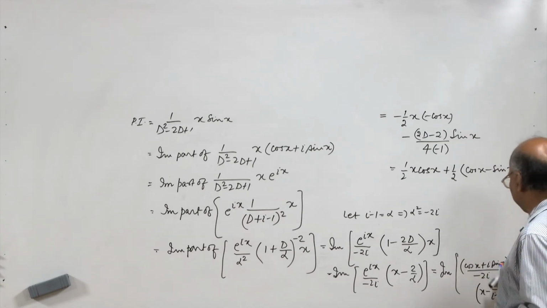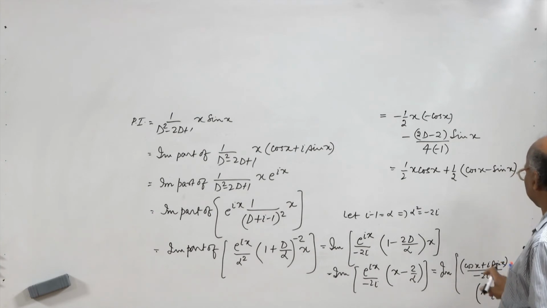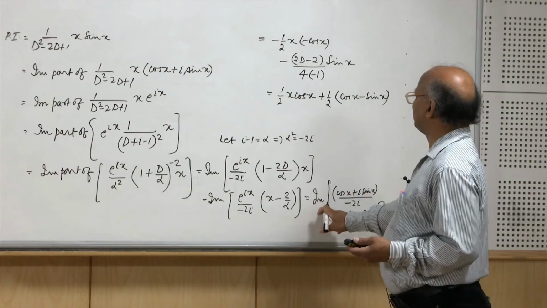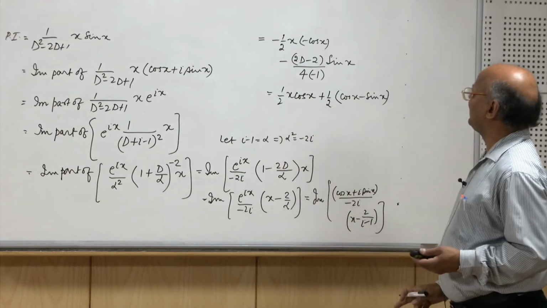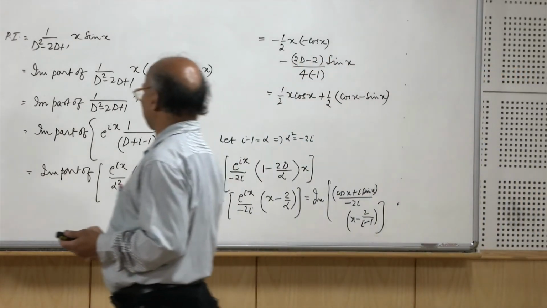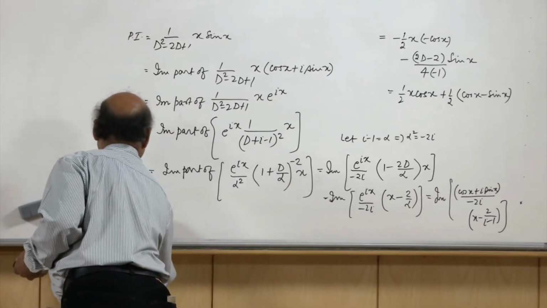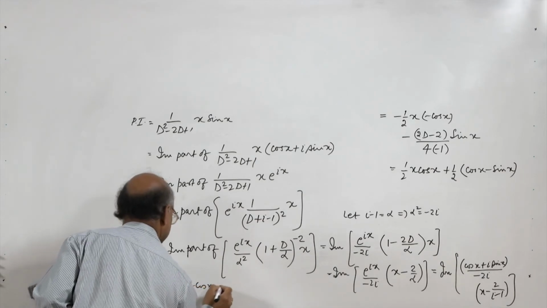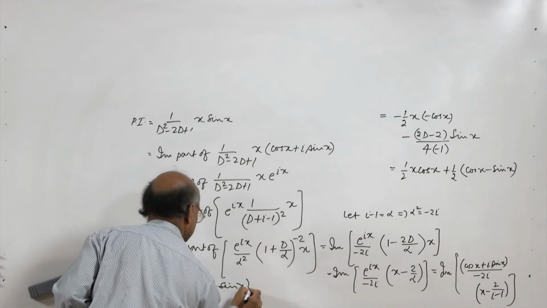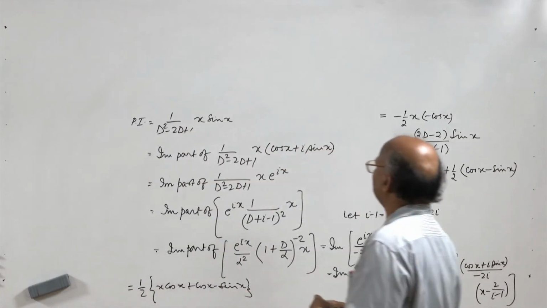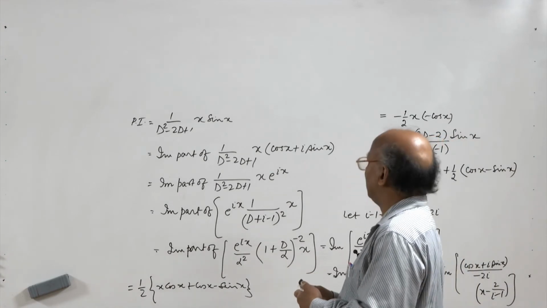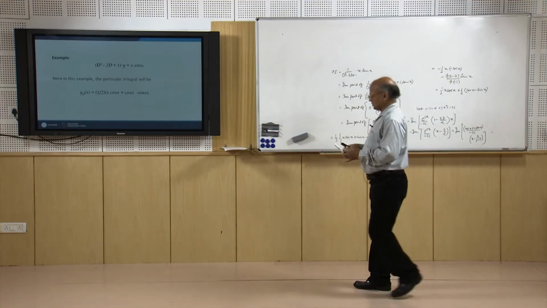So, when you simplify this expression, write it as a complex number a plus ib, and then take the imaginary part, you will get half of x cos x plus half of cos x minus sin x. So, we get half of x cos x plus half of cos x minus sin x. So, this is an alternate method of obtaining the particular integral for functions of the type x into sin x.